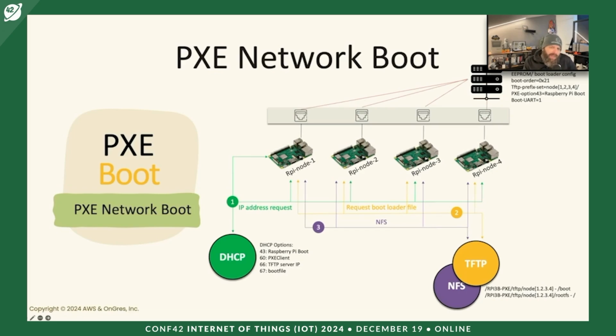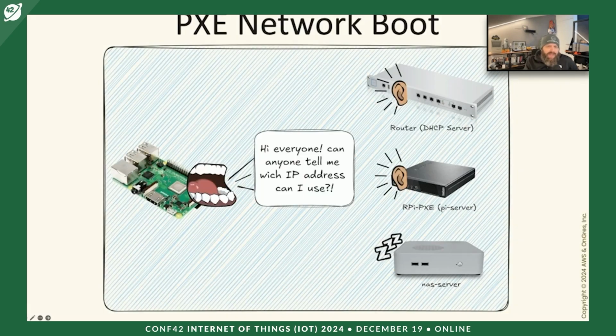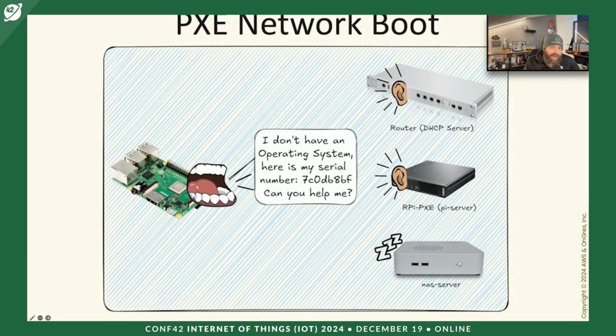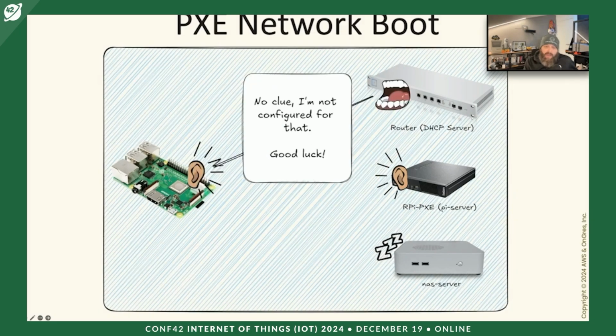Here is a little bit of how this process goes. The Raspberry Pi comes and shouts, "Hey, I want my IP address. Which one can I use?" We have the DHCP server, the Raspberry Pi server, and the NAS, which is sleeping because it doesn't intervene in this process. Our router comes and says, "Okay, you have this fixed IP assigned." But now the Pi says, "I don't have an operating system, and here is my serial number. Who can help me?" The router doesn't know because it's not configured for that.